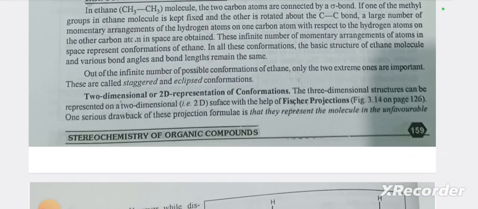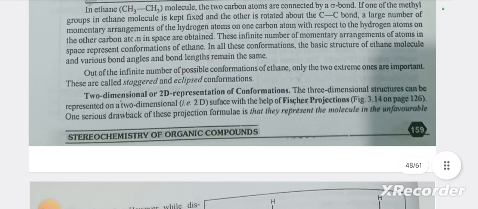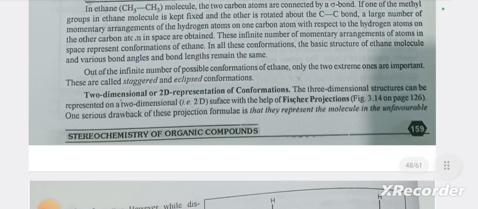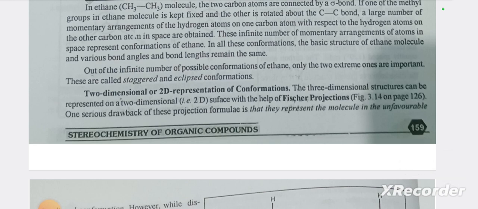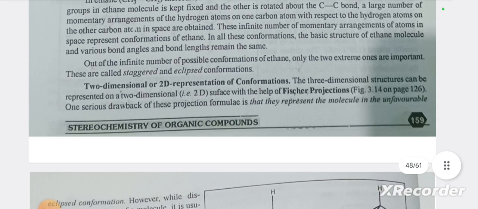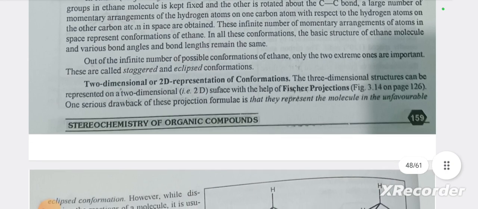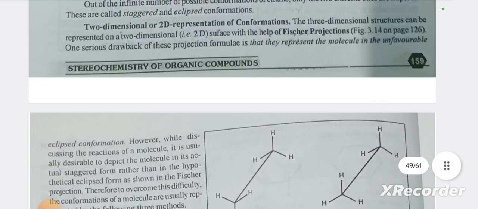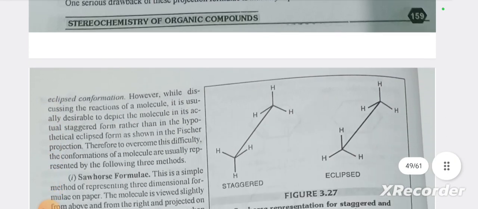Out of the infinite number of possible conformations of ethane, only the two extreme ones are important. These are called staggered and eclipsed conformations. Two-dimensional or 2D representation of conformations. Three-dimensional structures can be represented on a two-dimensional surface with the help of Fischer projection. One serious drawback of this projection formula is that it represents the molecule in the unfavorable eclipsed conformation.